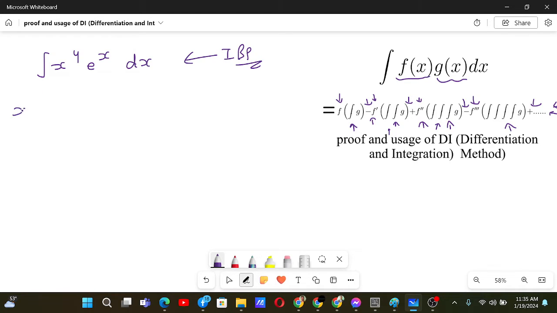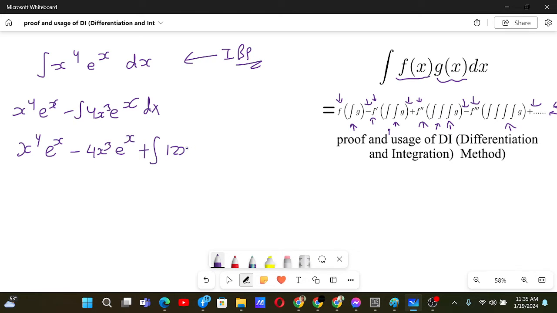This will be x to the power 4 times the integral of e to the power x, which is e to the power x, minus the integral of 4x cube times e to the power x dx. Now again we will use integration by parts. This will be 4x cube as it is, times the integral of e to the power x, plus the integral of the derivative of 4x cube, which is 12x square, times e to the power x dx. Again we will have x to the power 4 e to the power x minus 4x cube e to the power x, and then 12x square as it is, and the integral of e to the power x, e to the power x.